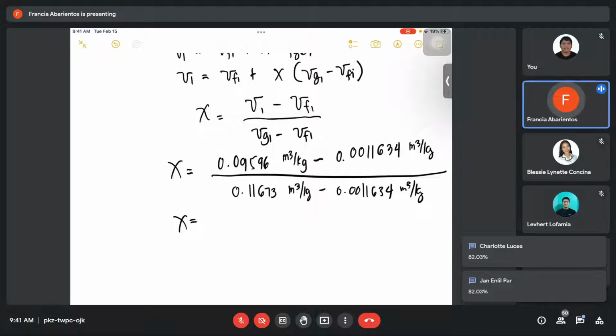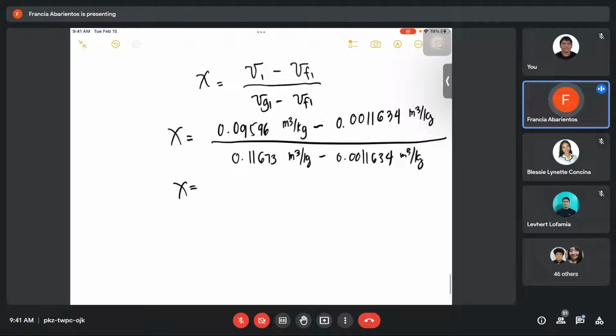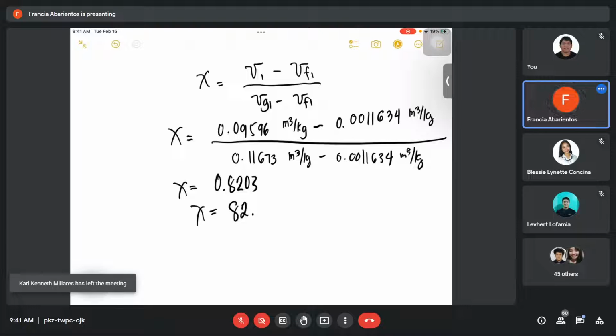Okay, nakuha na ba class? Sigurado kayo? Double check nga ni ma'am. Okay. So, you can use 0.8203. Walang puntos yan kay ma'am because always express your answer in percent pag pinapahanap si quality. Okay.